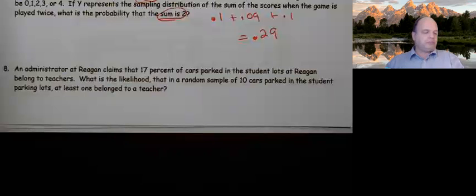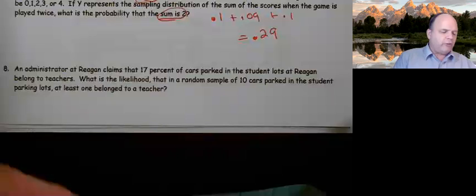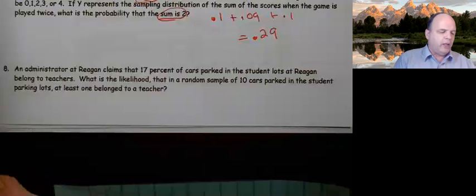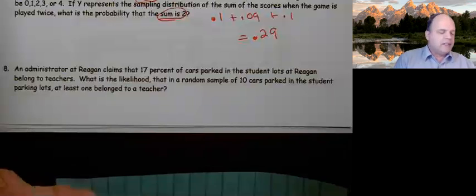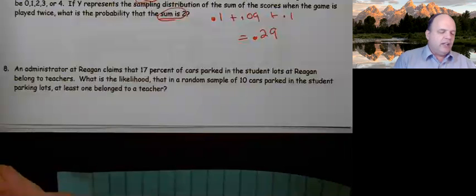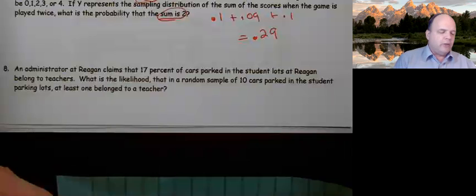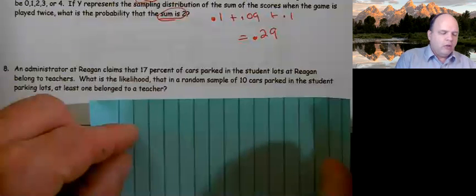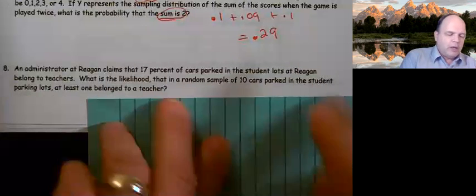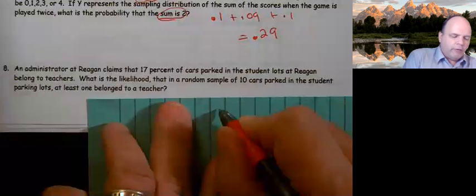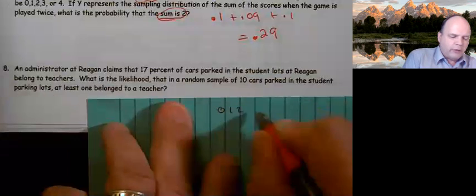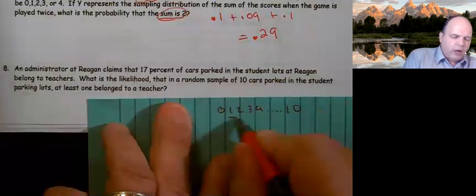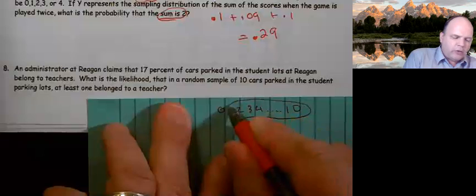Number 8. An administrator at Reagan claims that 17% of the cars parked in the student lots at Reagan belong to teachers. What is the likelihood that in a random sample of 10 cars parked in the student parking lots, at least one belongs to a teacher? So basically, we have 10 cars. We could have 0, 1, 2, 3, 4, dot, dot, dot, all the way to 10. So this is what we're interested in.